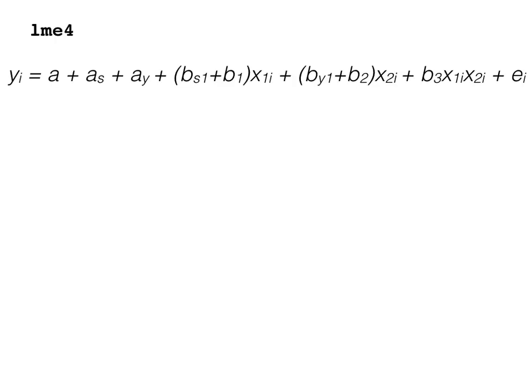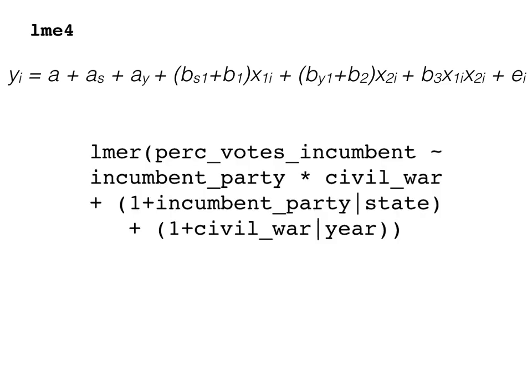Okay, let's move on to the second part of the R code. Here is our updated equation with the random slopes, and here is the equation in R code. Again, most of this is the same. We have our dependent variable, percentage of incumbent votes, our two fixed effects, incumbent party and Civil War country, our random intercept for state, and our random intercept for year.